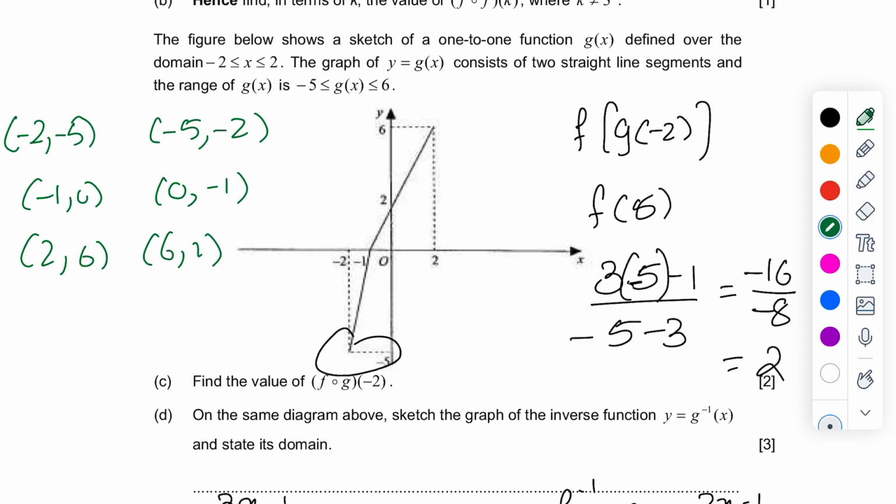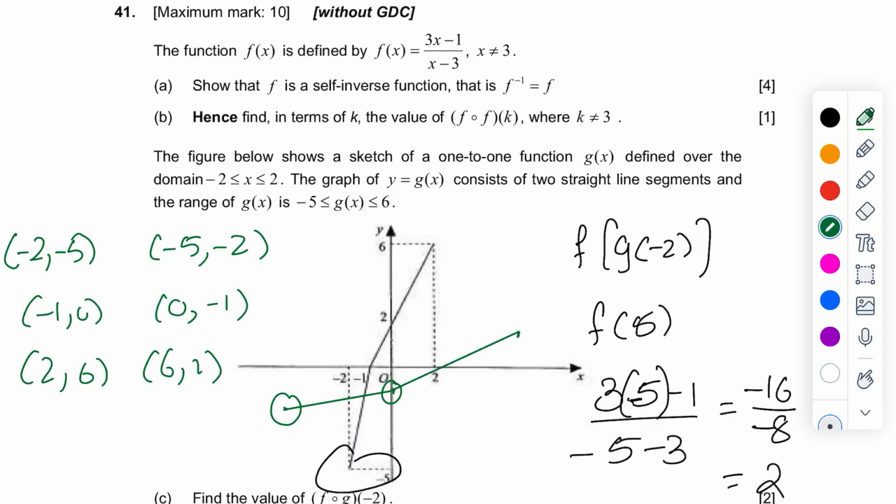So it becomes negative 5 and negative 2 somewhere over here. 0 comma negative 1: x is 0, y is negative 1. Then 6 comma 2. So this will be the graph of g inverse of x.